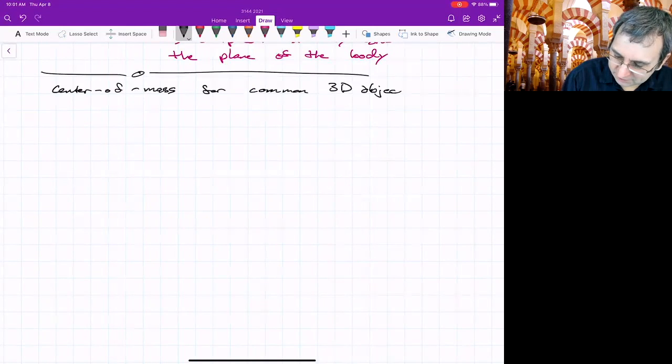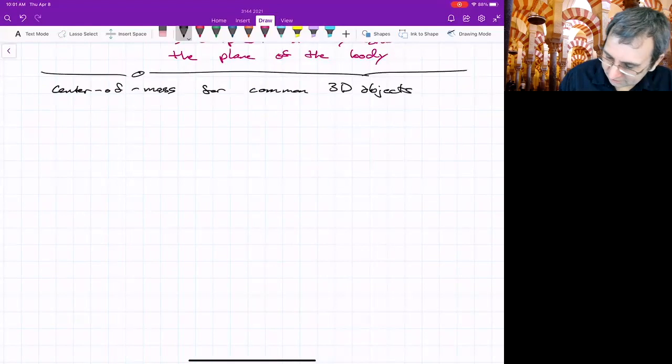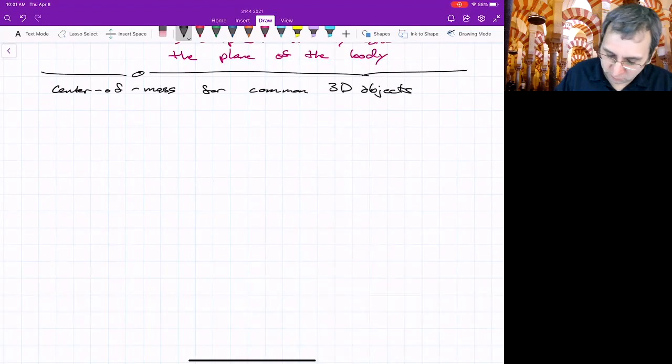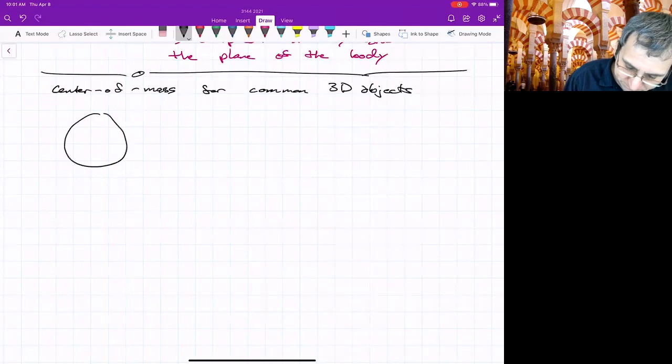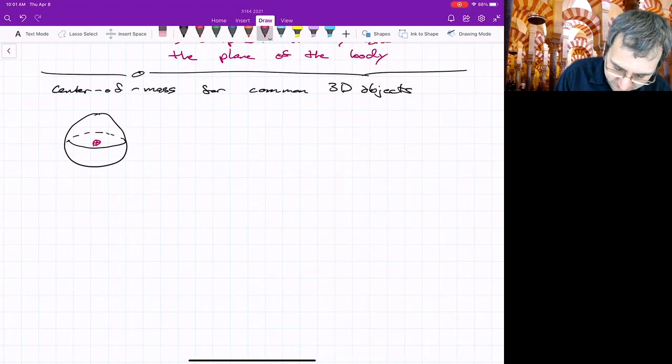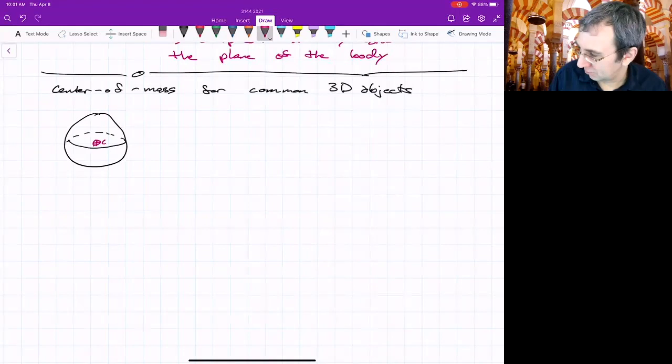Actually, these aren't common. These are like platonic objects that don't exist. Most things are arbitrary. But for the simple shapes, let's say there's a sphere and you're like, huh, where's the center of mass for a sphere? Well, it's in the geometric center. Okay, great. So nothing to really calculate.